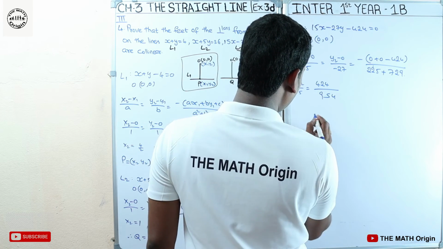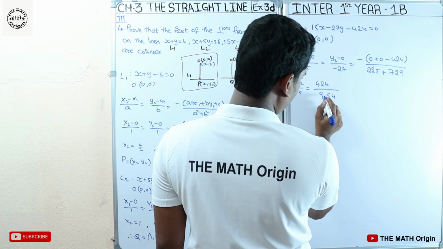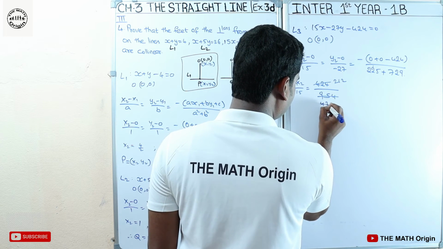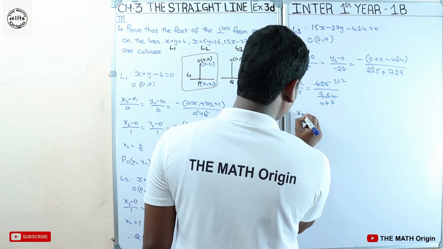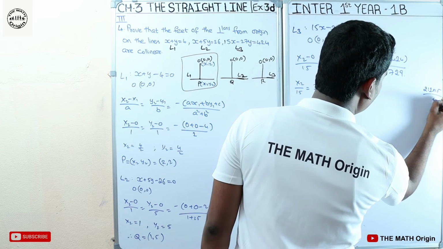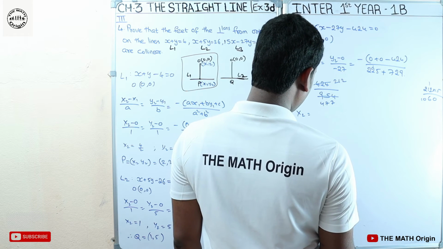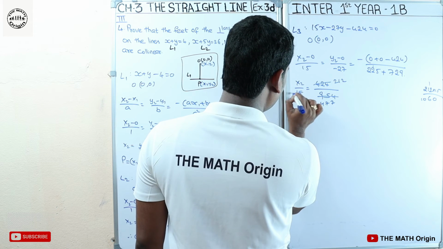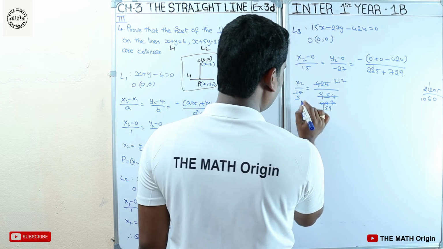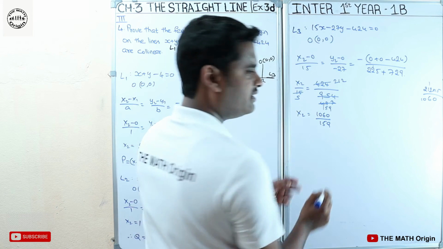Okay, now if you see here, we can simplify the equation. Simplifying with the 2 table, 2 fours are 8, 2 sevens are 14. So from this, x2 is equal to 212 into 15 by 477. Also, 3 fives are 15, 3 nines are 27. So 212 into 5 is 1060 by 159 is the x value.